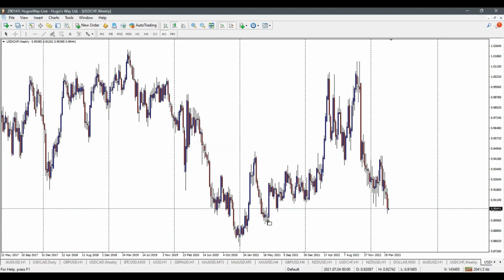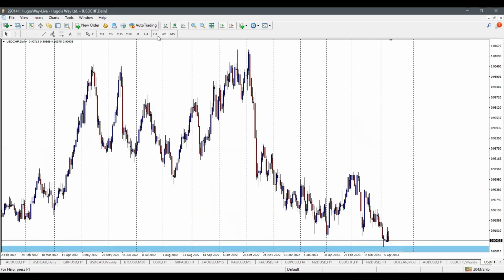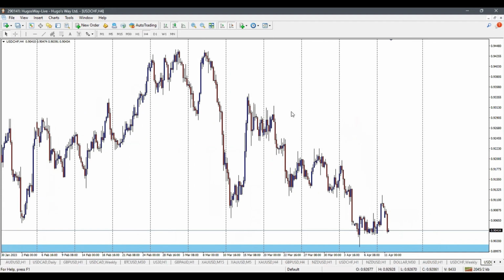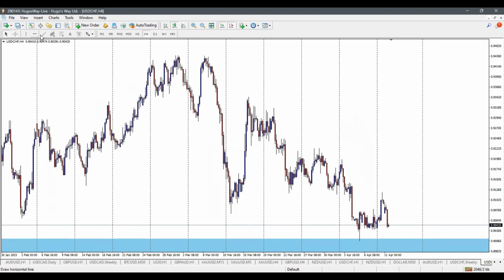So looking at the price action from here, I'm going to post this right here. If I go over to the lower time frames, the D1 and the H4, okay.